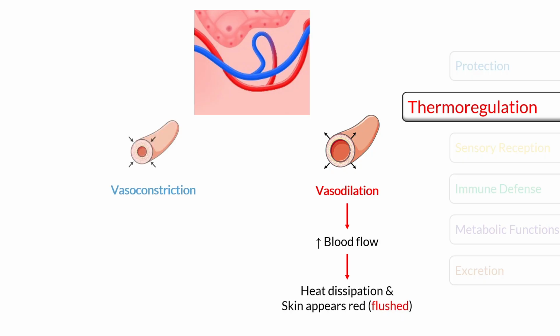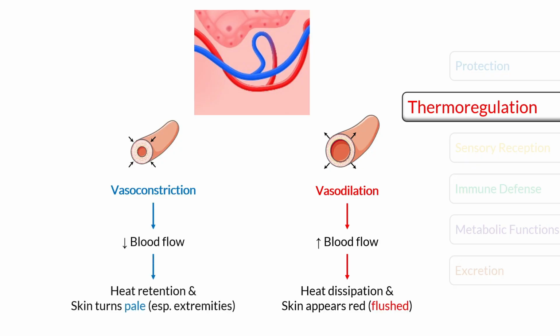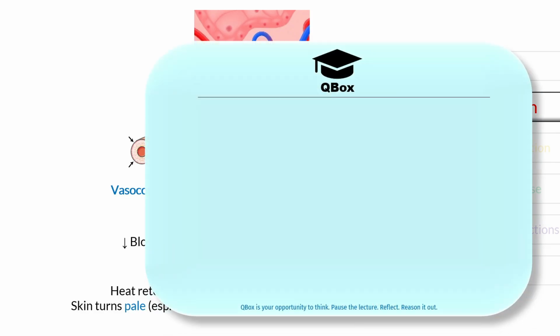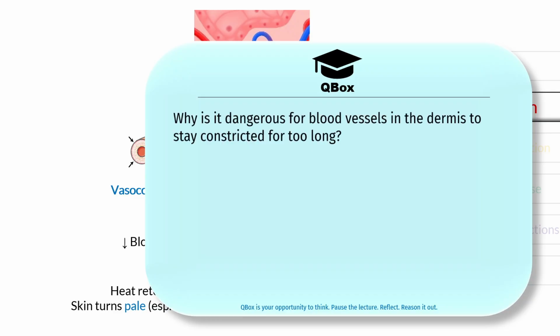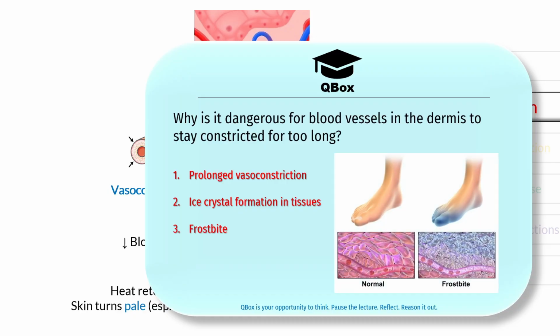In cold, vasoconstriction reduces blood flow to the skin, conserving heat by minimizing loss to the environment. This results in pallor, especially noticeable in the extremities. Why is it dangerous for blood vessels in the dermis to stay constricted for too long? Prolonged vasoconstriction, particularly in freezing conditions, can cause ice crystal formation in tissues, potentially leading to frostbite.